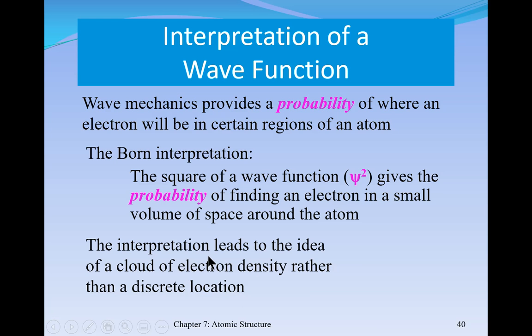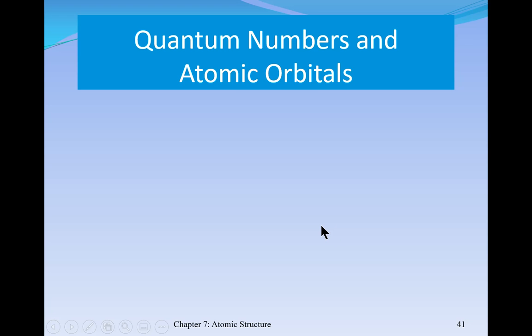So this leads to an idea of a cloud of electron density, which is basically a region in space where the probability of finding an electron is relatively high, rather than electrons basically following elliptical paths around the nucleus. All right? So that's basically our current understanding of how the electrons are arranged in an atom. We cannot say with absolute certainty where the electron will be at a certain point. Instead, the best we can do is talk about the probability of finding an electron within a certain region.